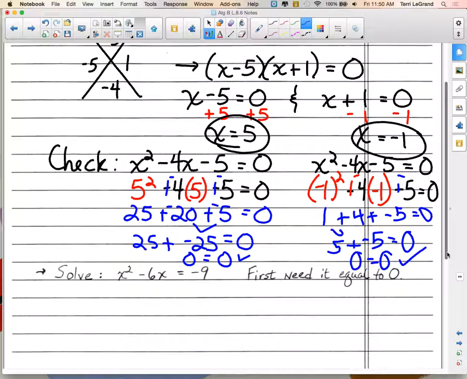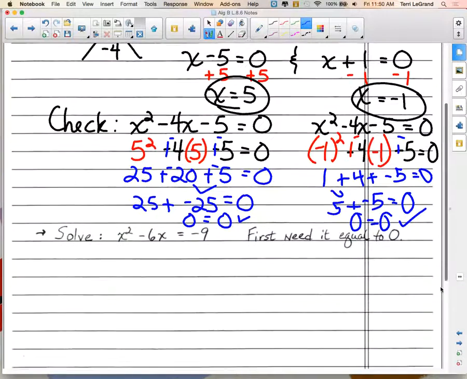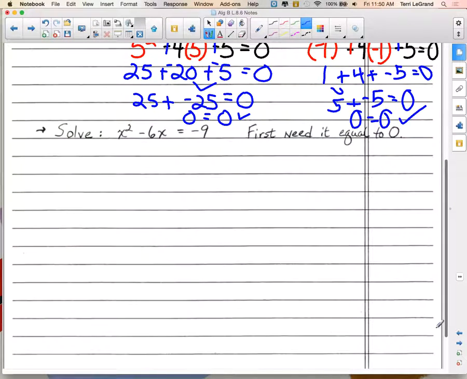Okay. Look what I say about the next one. First needed equal to 0. We can't start this one because it's equal to -9.